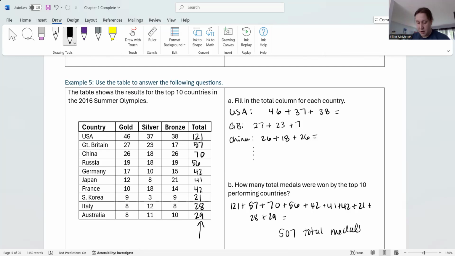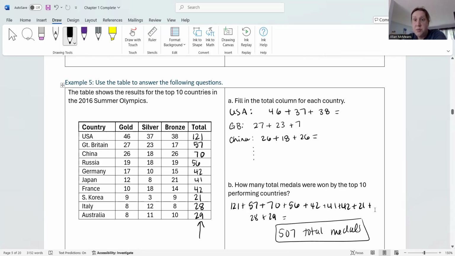So let's see, I've got 121 plus 57 plus 70 plus 56 plus 42 plus 41 plus 42 again, plus 21, plus 28, plus 29, and I get 507. So again, when you're adding several numbers like this, double check yourself. So there were 507 total medals won by the top 10 countries in the 2016 Summer Olympics.